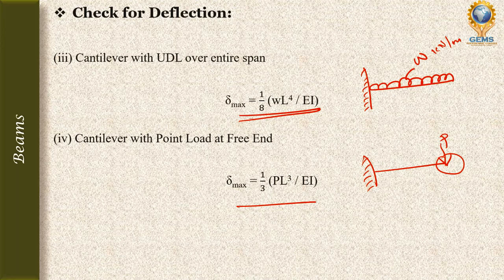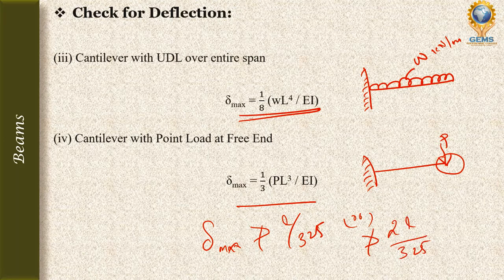So we have to check this delta max value. It should not exceed L by 325 if it is a simply supported beam, or it should not exceed 2 times L by 325 in a cantilever beam. So this is the design criteria of a beam.